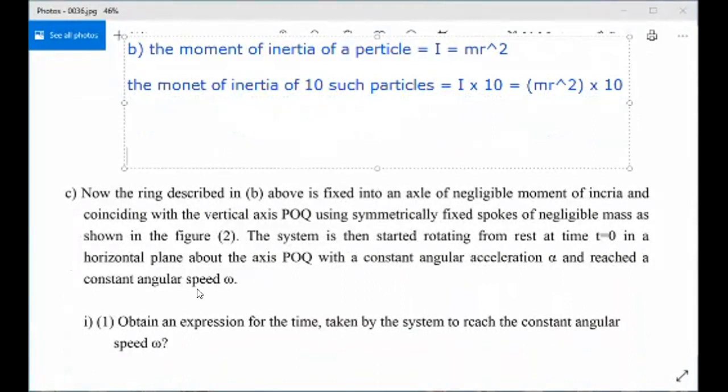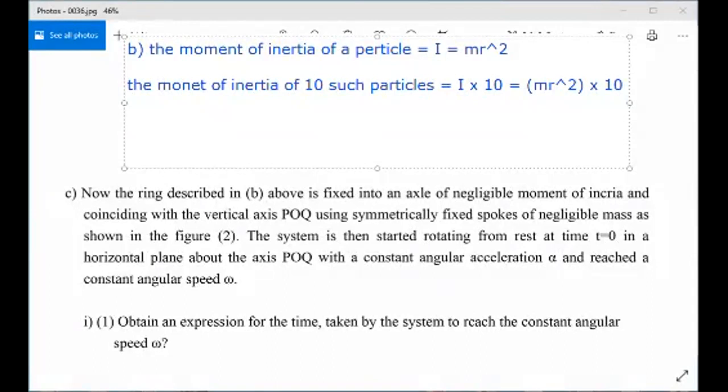Now the ring described in simple B above is fixed to an axle of negligible moment of inertia. That's a typing mistake. And coinciding with the vertical axis POQ using symmetrically fixed spokes of negligible mass as shown in figure 2. The system is then started rotating from rest at time t equals 0 in a horizontal plane about the axis POQ with a constant angular acceleration alpha and reaches a constant angular speed omega.